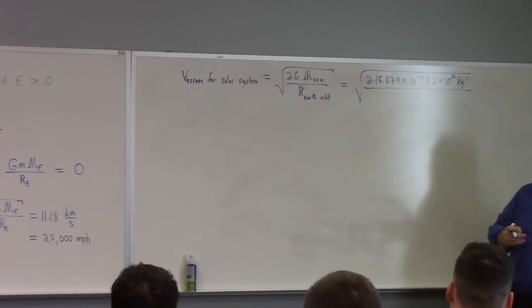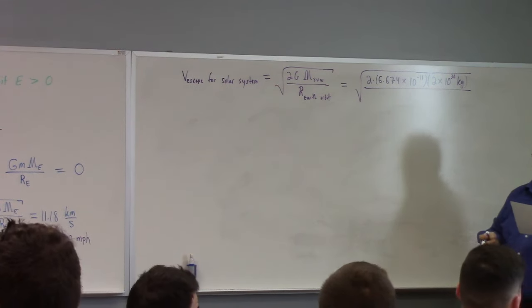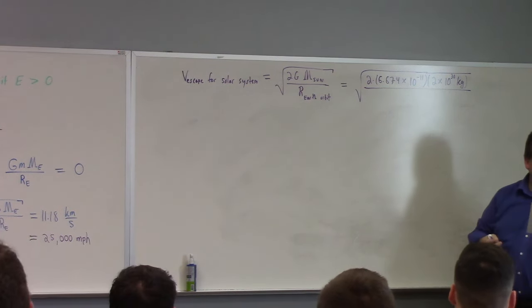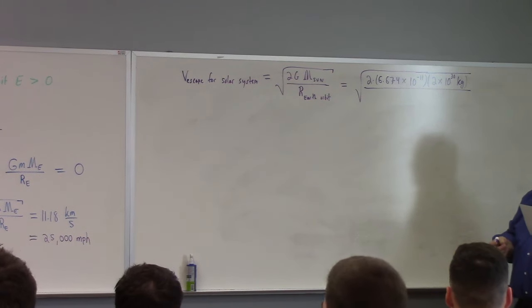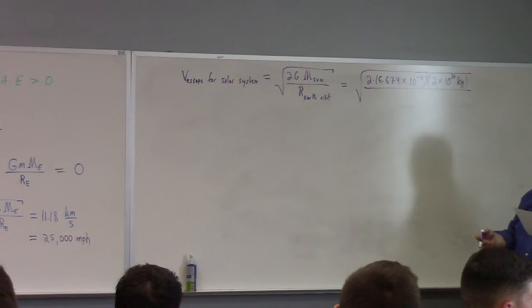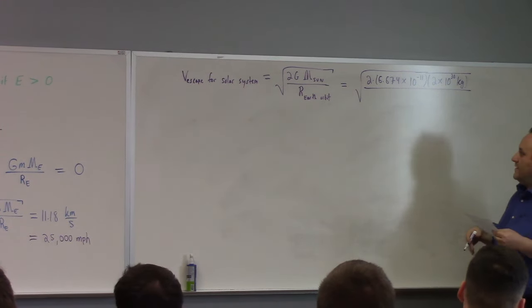Do none of you have a phone? Oh, yeah, you're right. Mass of the sun? Yeah, that's right. It might be like 1.99. Close enough.